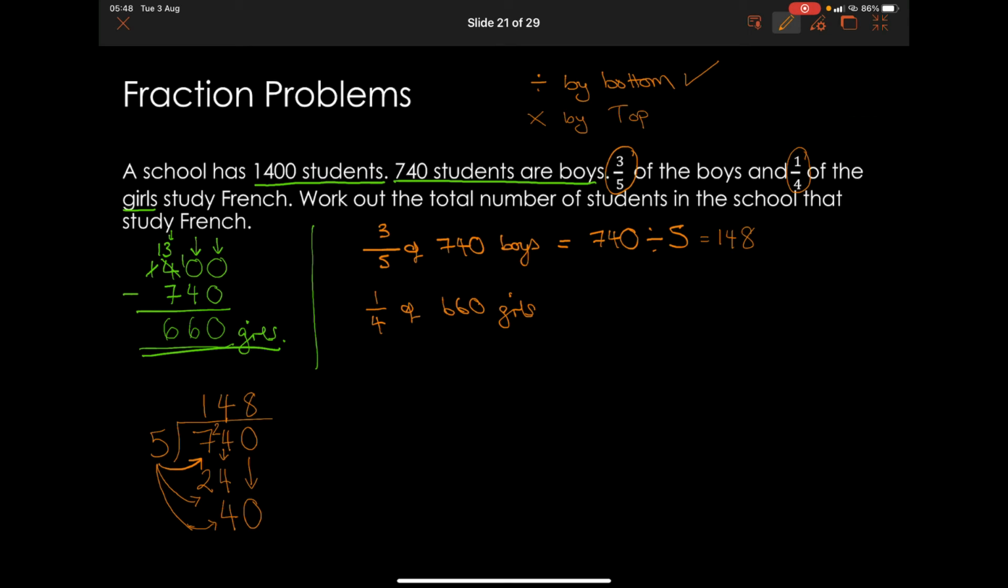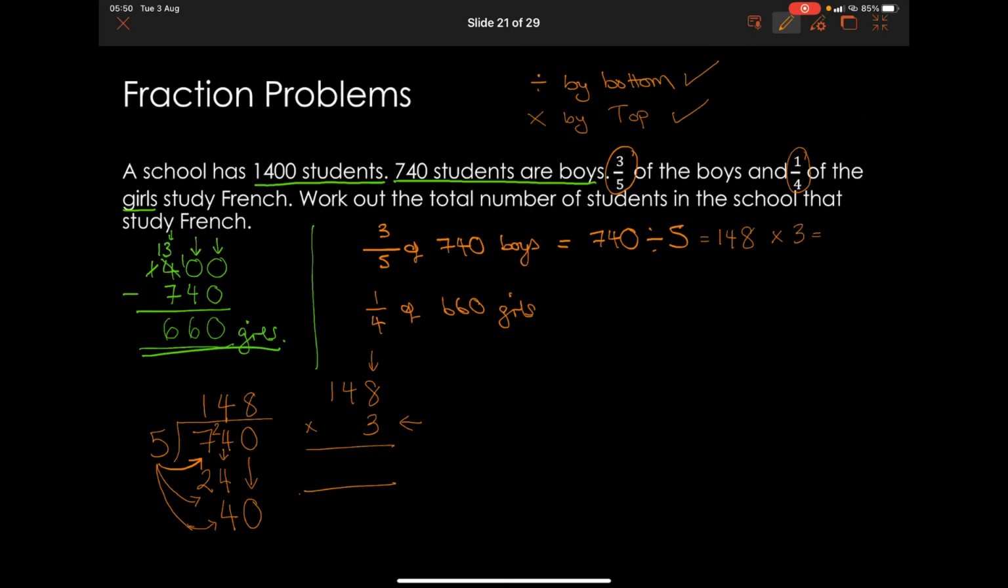So I've divided by the bottom. Then I need to times by the top. So I've actually got to do 148 times 3. So I'm going to write 148 times by 3. All right, because I've got to times by the top. So using the column method is quite easy when you've only got one digit here. Okay, so we're just going to do everything on the top multiplied by 3.